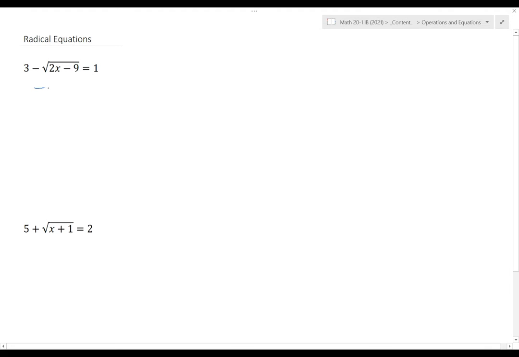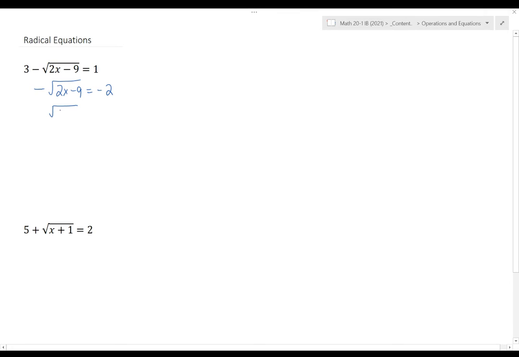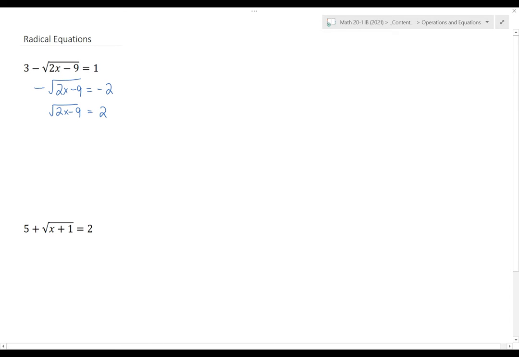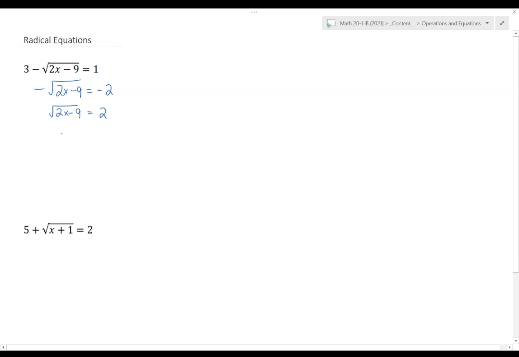So I get negative square root of 2x minus 9 equals negative 2. I am going to multiply both sides by negative 1 here, so I get the square root of 2x minus 9 equals 2. That's not strictly necessary because the next step is to square both sides, and whether both sides were positive or both negative, squaring accomplishes the same thing. When I square both sides, I get 2x minus 9 equals 4, which means that 2x equals 13, and therefore x would be 13 over 2.